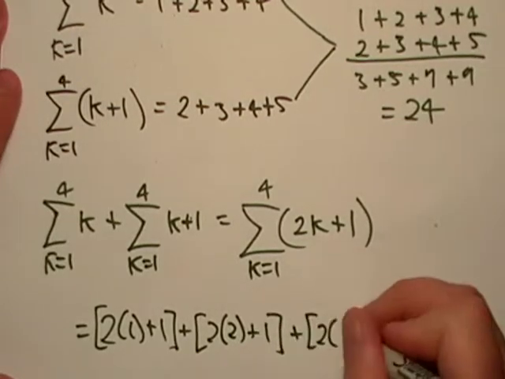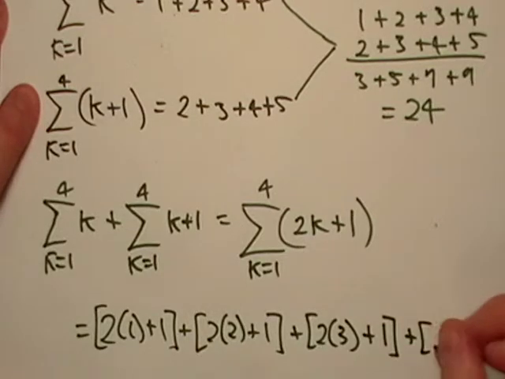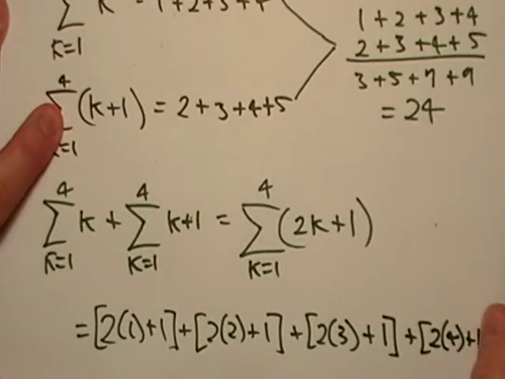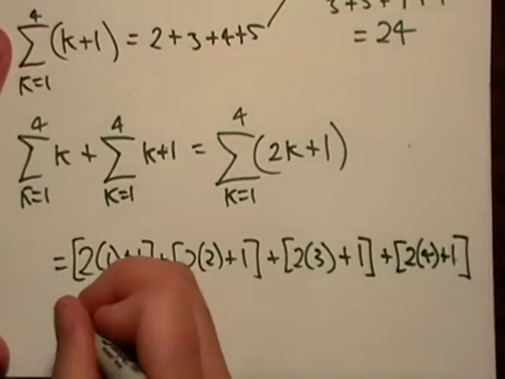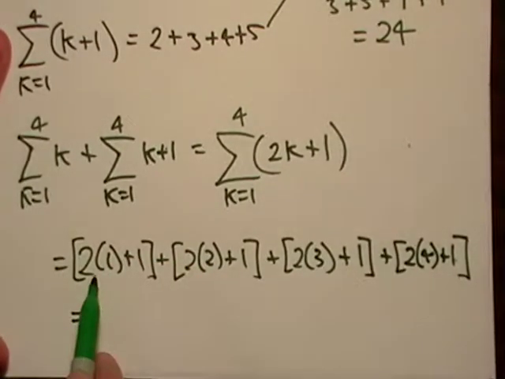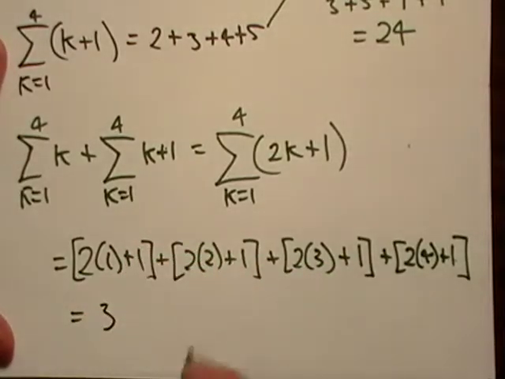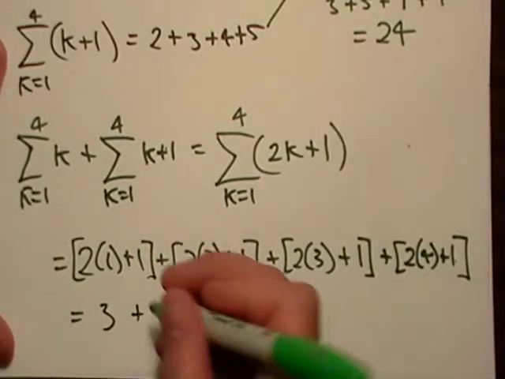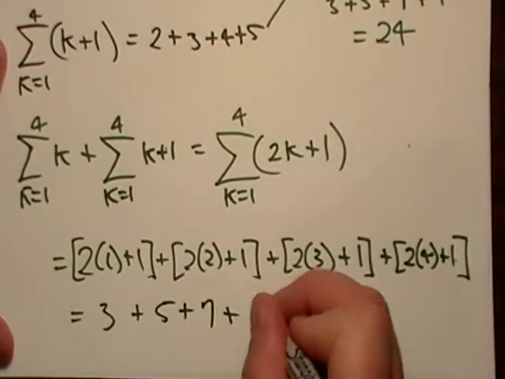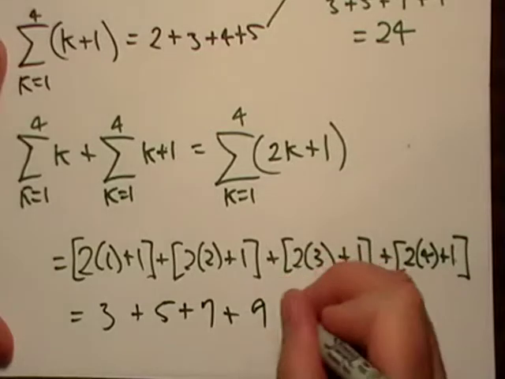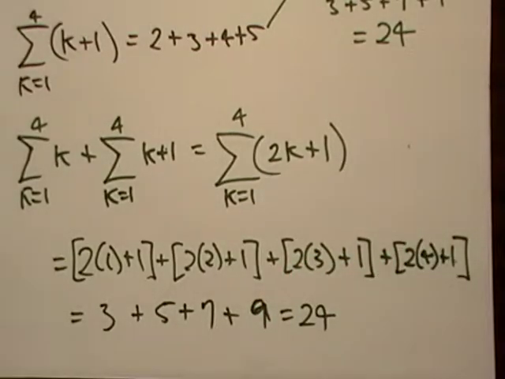Because they take a long time and they're kind of hard to fit. And did that fit on there? Kinda. So what do we end up with? 2 times 1 is 2, plus 1 is 3, plus 4 plus 1 is 5, plus 6 plus 1 is 7, plus 9, which was equal to 24. So yeah, it checks out.